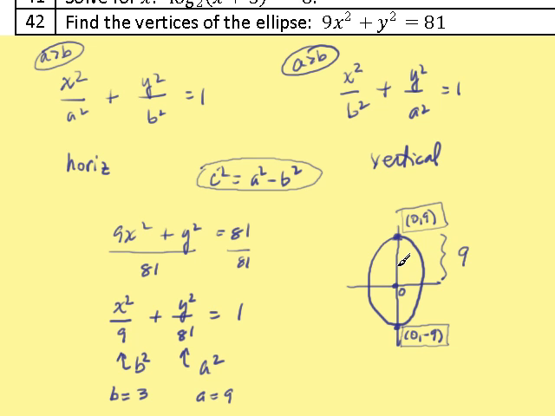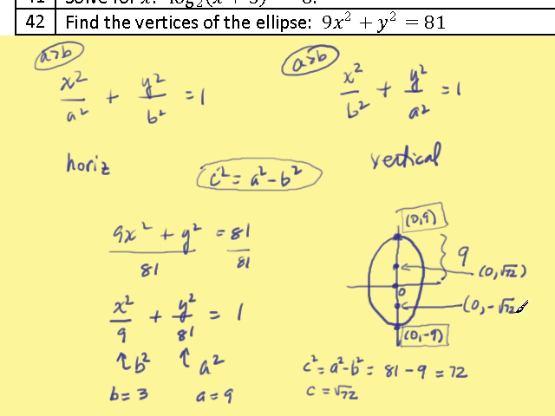Let's say we were asked to find the foci as well. Then we would use this little equation over here. All right, so c squared equals a squared minus b squared, just to figure out c squared. So that would be 81 minus 9, or 72. So c is square root 72. So this focus up here is 0, square root 72. And this one is 0, minus square root 72.